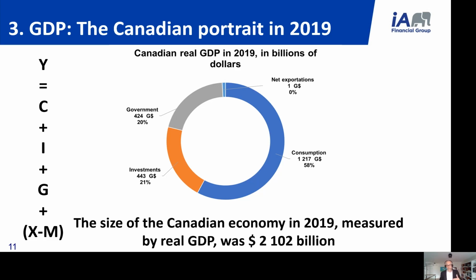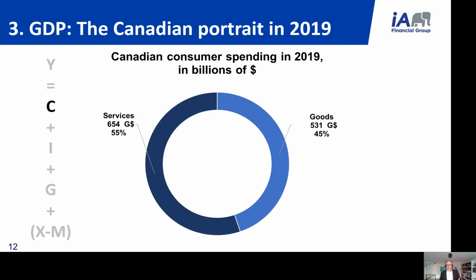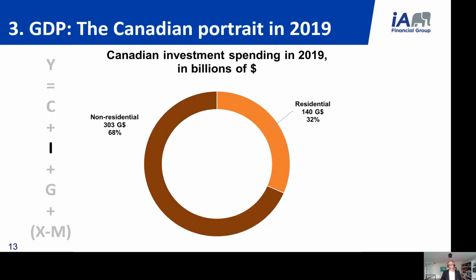But first, if we drill down, consumption: we always mention that now we're in a services society. So Canadians spend more on services than on goods. 55% of consumer spending is on services, and only 45% is on goods. When we look at investment, non-residential, so when you think about a business buying a building, buying some machinery, some equipment, investing in intellectual property, that's 68% of investments, and 32% is residential investment. So when we buy houses, when we renovate our houses, that goes into the investment component of GDP.